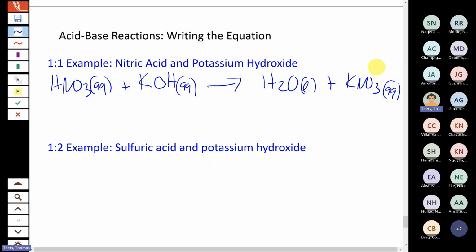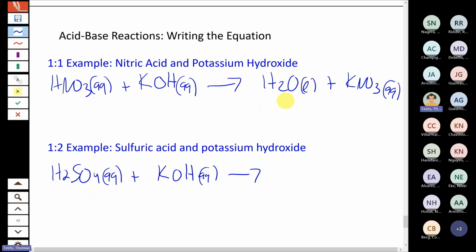Most acid-base reactions have coefficients that are pretty small. 1s, 2s, maybe some 3s thrown in there, but not very common to get more than that. All right, then if we have sulfuric acid and potassium hydroxide, this is one where we will need coefficients to balance it. So we have sulfuric is H2SO4, sulfate anion, which is SO4 2 minus with 2 H pluses to balance the charge. And then potassium hydroxide, same base, so it's KOH.